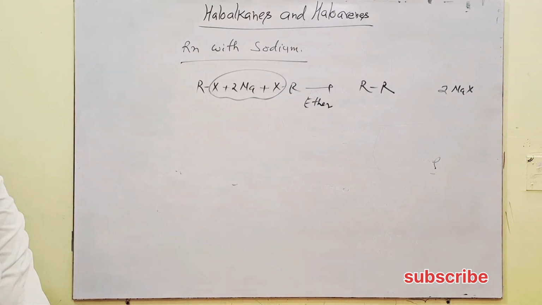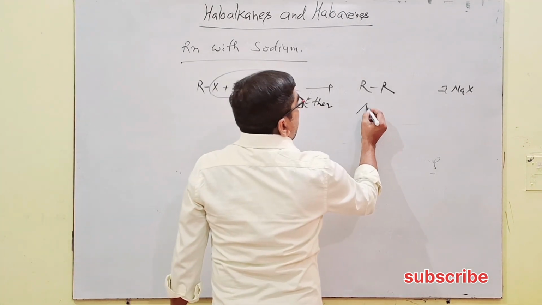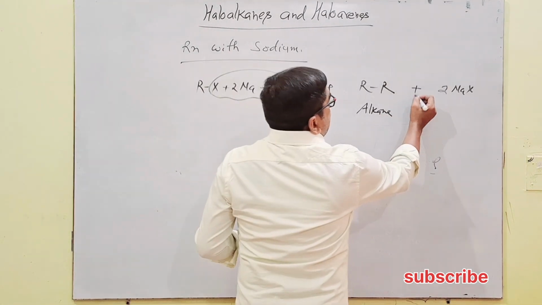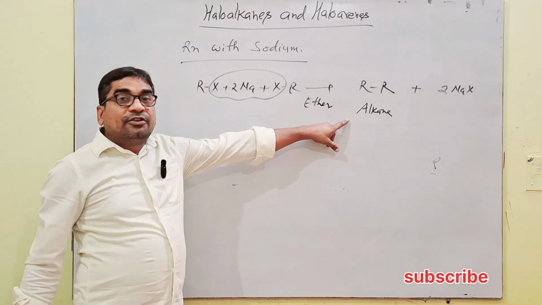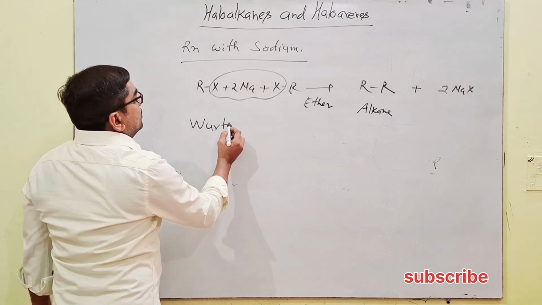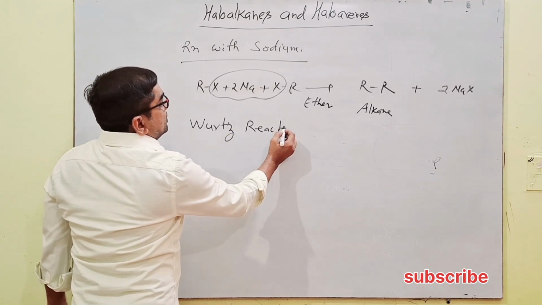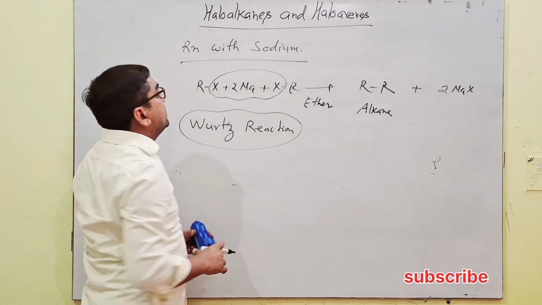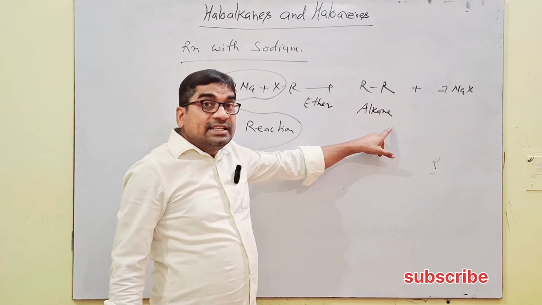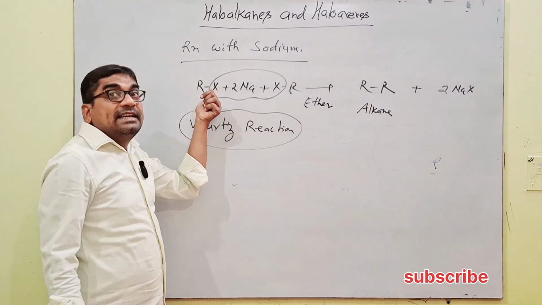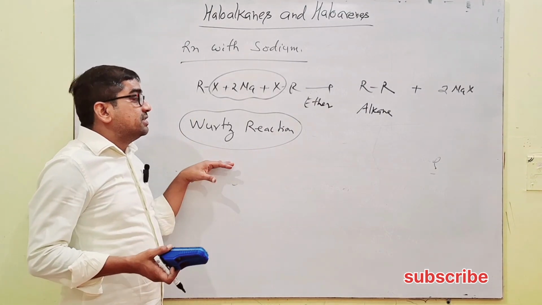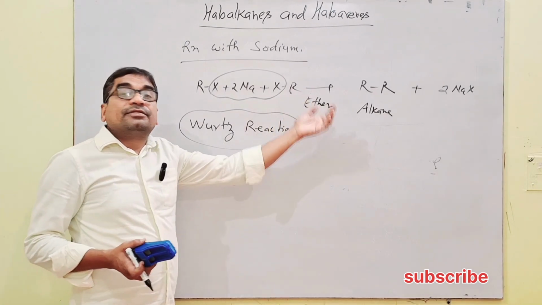What is R single bond R? This is an alkane. When alkyl halide reacts with sodium metal in ether medium, it results in alkane formation, and the reaction is called the Wurtz reaction. When alkyl halides react with sodium metal in ether medium, they give alkanes with more carbons than the parent alkyl halides. It is used to prepare compounds with a higher number of carbons.